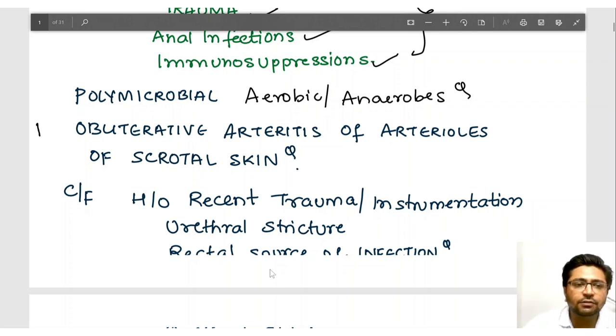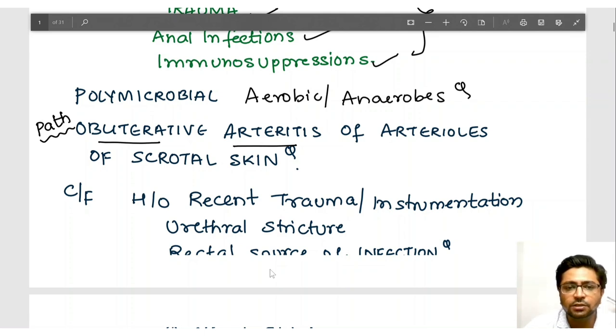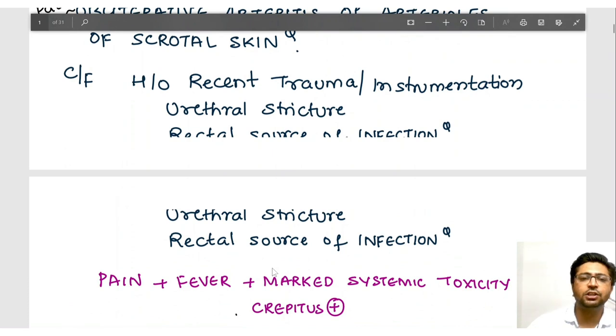So what is the pathology which is involved? The pathology is obliterative arteritis of the arterioles of the scrotal skin. So this is an important question previously asked. The underlying pathology is obliterative arteritis of the arterioles of the scrotal skin. Coming to the clinical features, there would be a history of recent trauma or instrumentation. There might be a history of urethral stricture or rectal source of infection. There might be infective foci in the rectum, and in patients with diabetes or immunosuppression, this can result in Fournier gangrene.